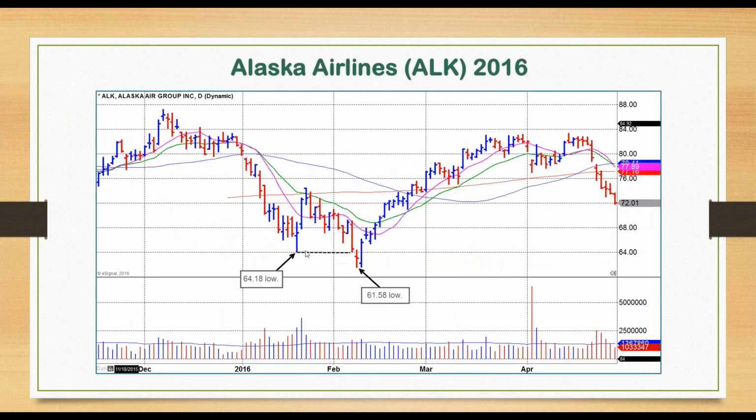And then here's another undercut. You see Alaska Air, and this is when the airlines were all bottoming together, and you see the undercut. So again, once it undercuts, you can use this low. Once it gets back above that low, you can come after the stock and use that as your stop. So around 64.18 on the low here would have been your entry point, and then using that as your trailing stop.